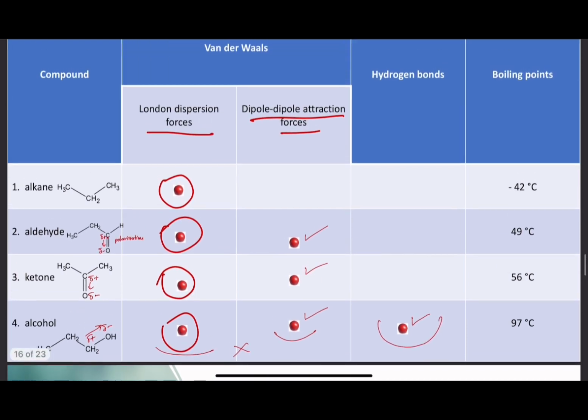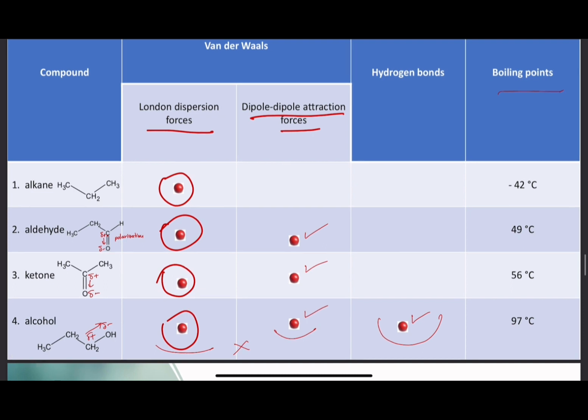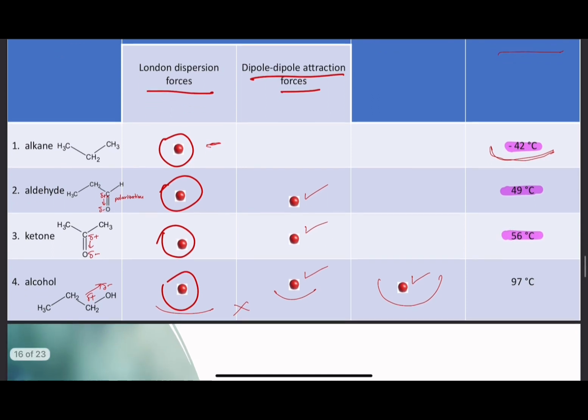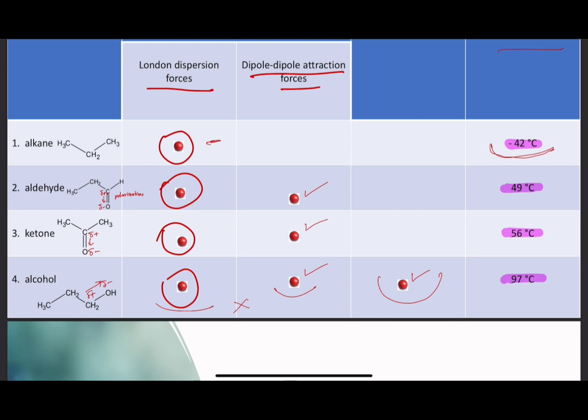So if you look at the boiling points right here, alkane only has London dispersion, right? So that's why the boiling point, we have the same number of carbons on all of them. So alkane only has negative 42 boiling point, right? But look at the aldehyde. Now we have, because of the dipole, 49 degrees Celsius. And ketone is right now a little more than aldehyde. And alcohol is way higher than all.